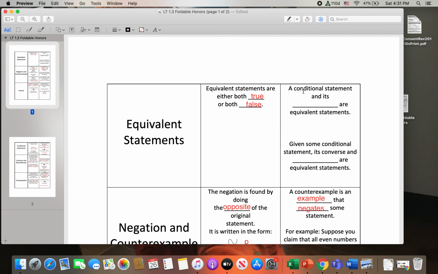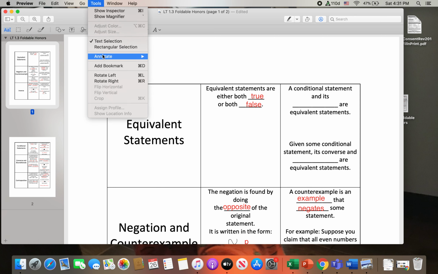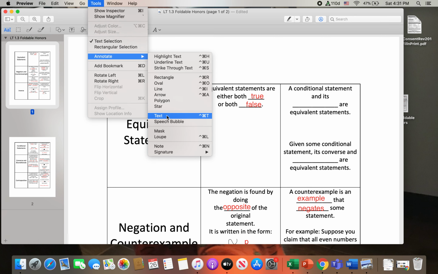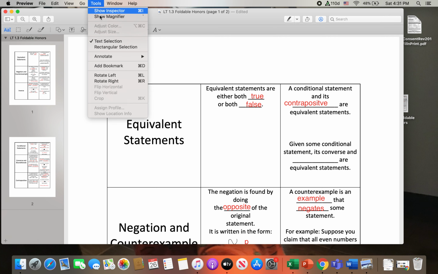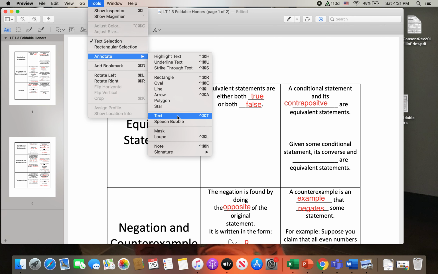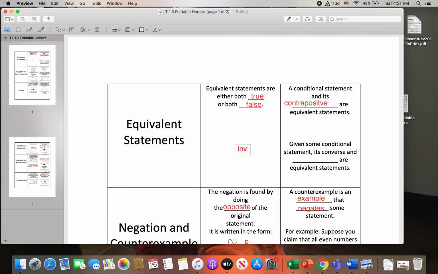A conditional statement has the same meaning if you put nots and reverse it, called the contrapositive. The conditional and contrapositive either are both true or both false. Similarly, a converse and the one other type, inverse, have exactly the same meaning.